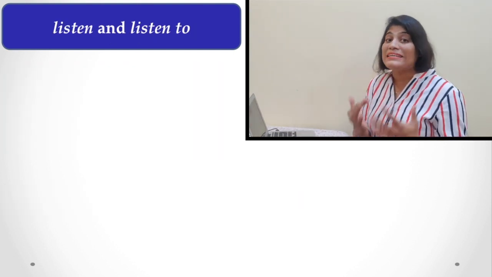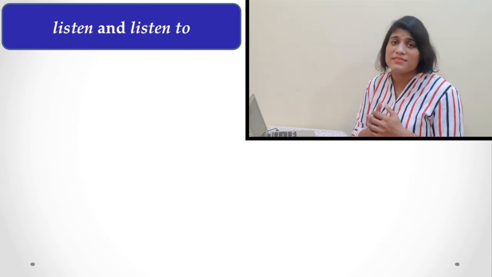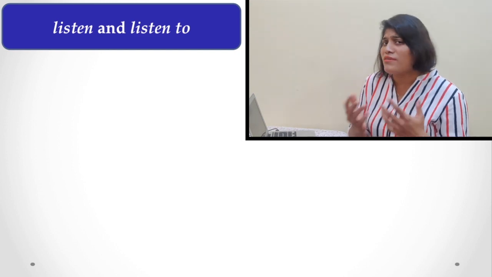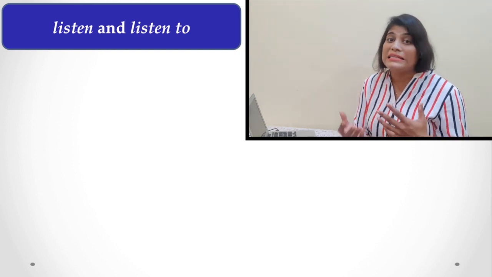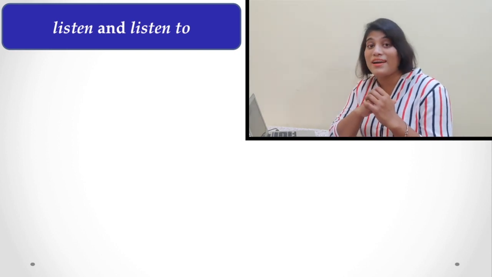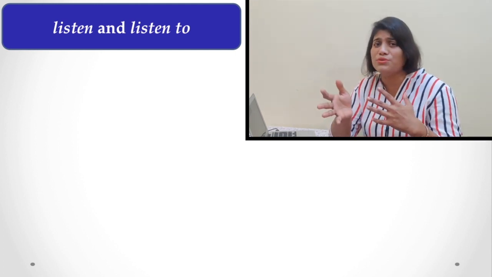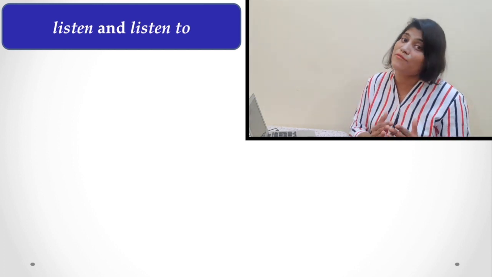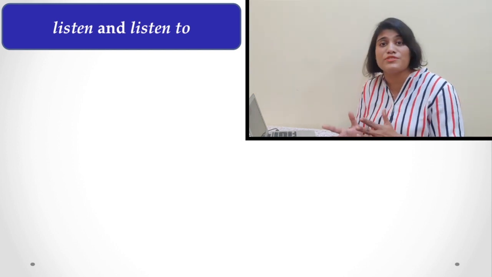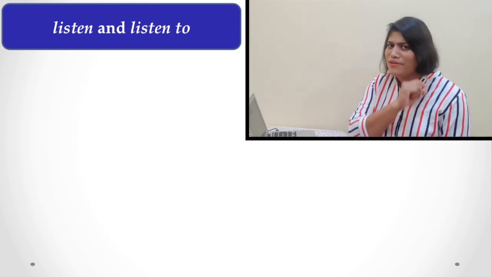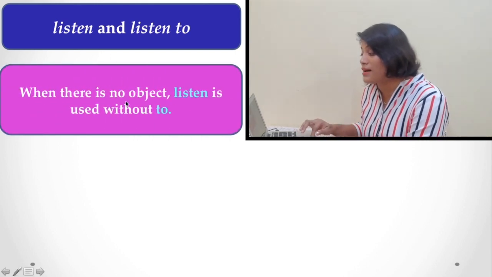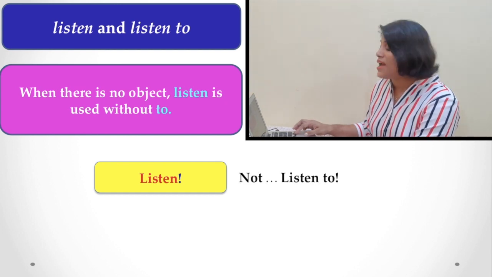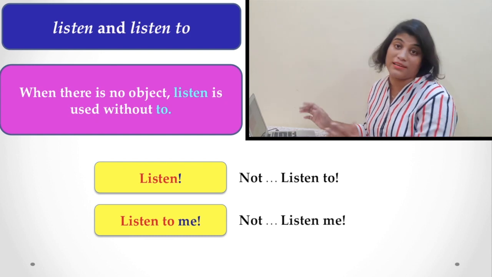Now I am going to tell you another important thing about listen and listen to. Sometimes you may get confused while using listen or listen to. Do we always use listen to? Because we usually find listen with to. But now I am going to tell you when you use to with listen and when you do not. When listen has an object, you have to use to, but when listen is used without an object, you just use listen without to. Now let's see the examples. Here, when there is no object, listen is used without to. And here, listen, but you do not say listen to. And here also, listen to me, but you do not say listen me.